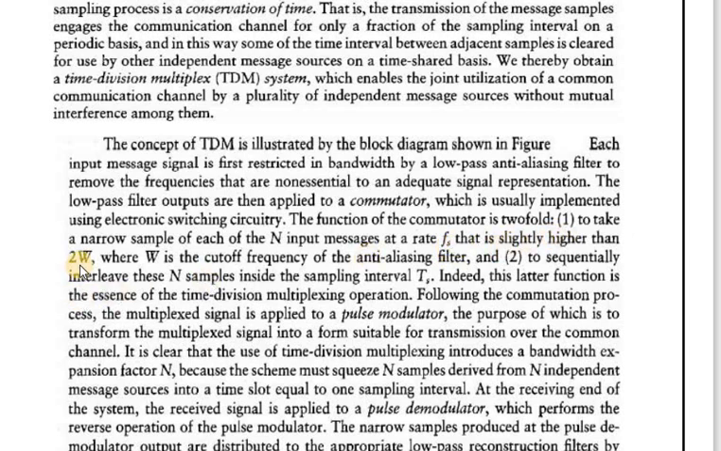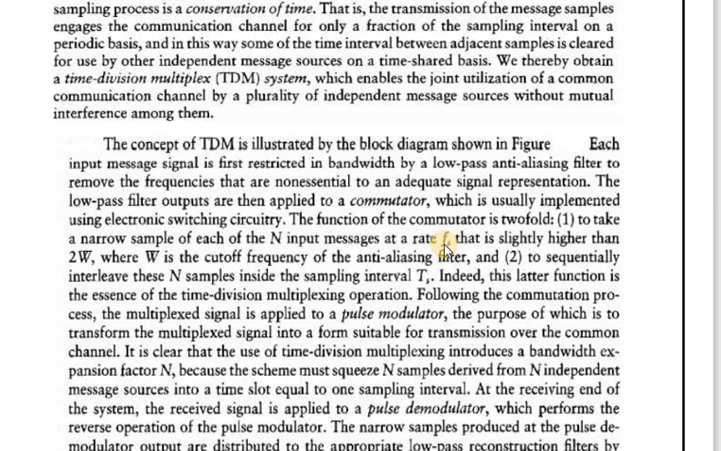This is the sampling theorem, where fs is greater than 2W, and W is the cutoff frequency. The first function of the commutator is to take a narrow sample of each input signal, because if you have n signals, for each and every one it takes a narrow sample of each of the n input messages at the rate fs greater than 2W, where W is the cutoff frequency of the anti-aliasing filter.